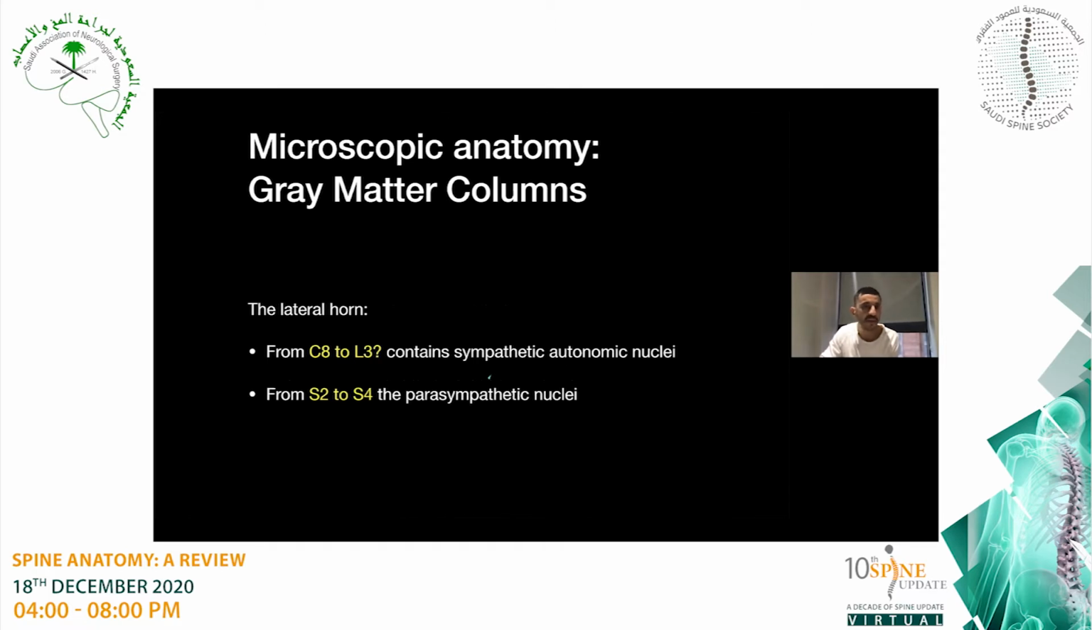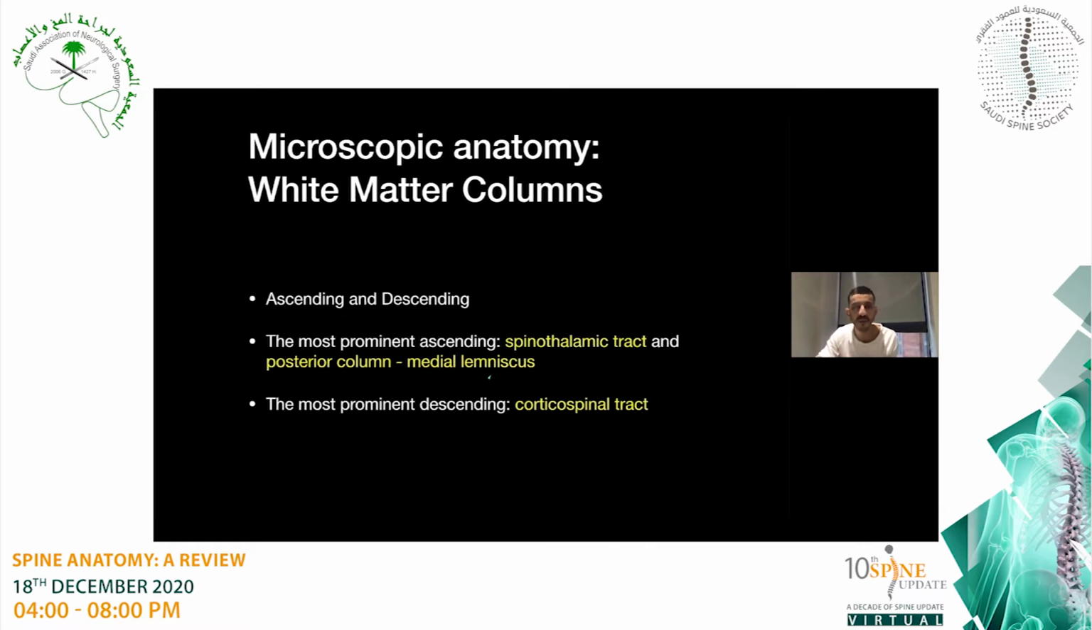So we're done with the gray matter. We talked about anterior, posterior, lateral. Anterior is the motor neurons. Posterior, you have secondary neurons, which are exteroceptive and proprioception, and the lateral horn, which is autonomic. So we're done with the gray matter. Now we'll move to the white matter.